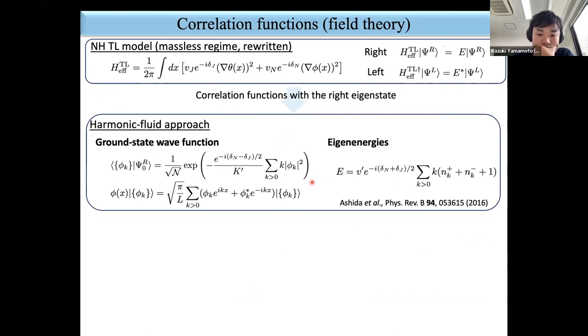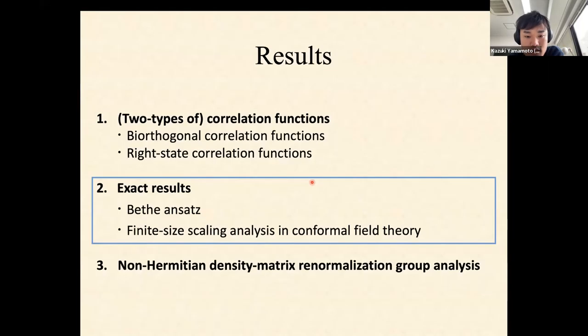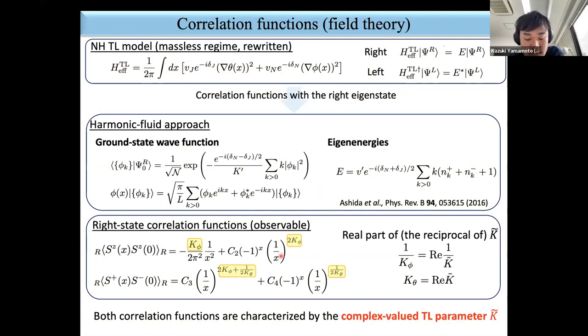I think you are looking at the long-wavelength or long-range behavior, large distance compared to the lattice constant. So yes, we have seen the long distance behavior by applying bosonization theory, and as a result of the effective bosonization, we have seen the singularity at x equals zero, I think. Understood. Okay, thank you.